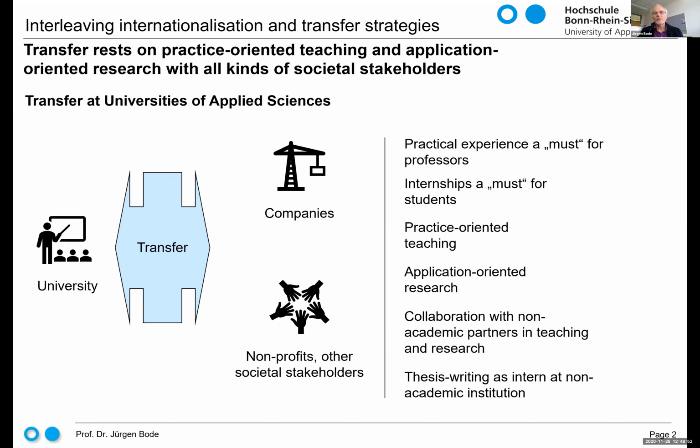practical experience. On the student side, internships are a must. Our teaching is practice-oriented, and due to the fact that our professors have practical experience, this is easy to do. Our research is application-oriented. We collaborate with non-academic partners in teaching and research, and thesis writing is also heavily supported for students who work as interns at non-academic institutions and write their thesis against the background of a practice-oriented project in society, in companies, or with other societal stakeholders.